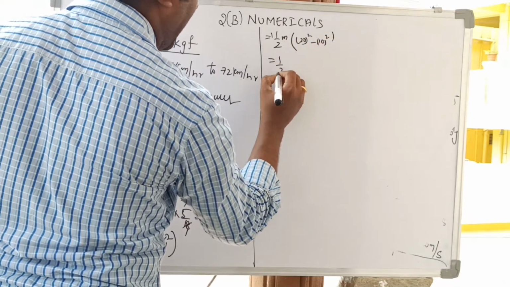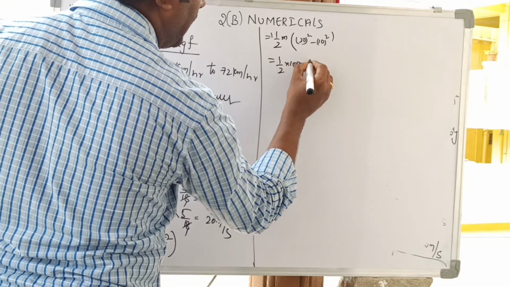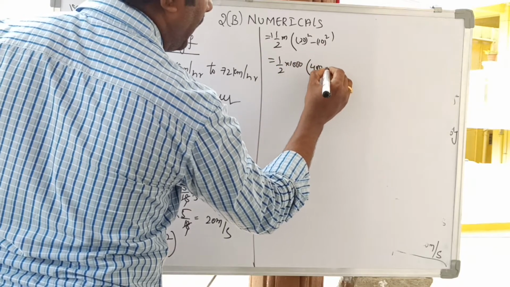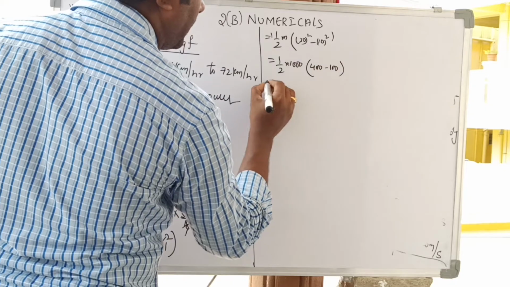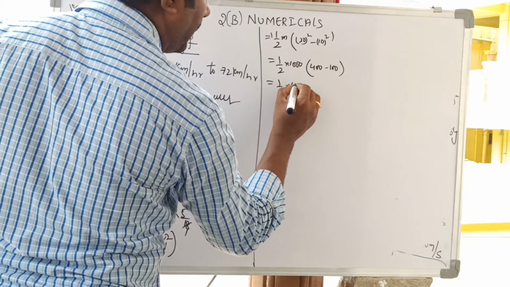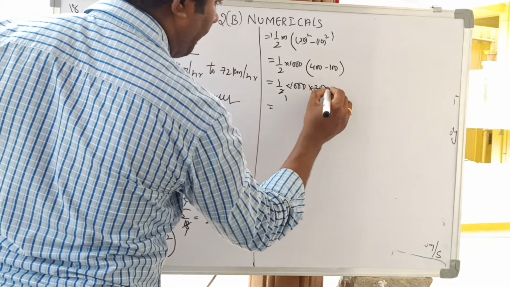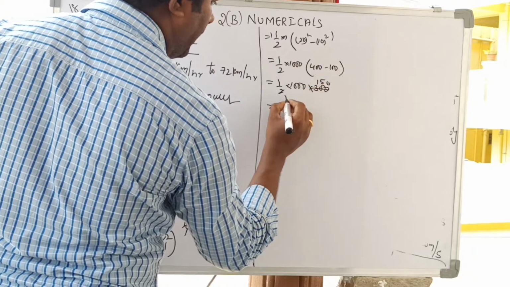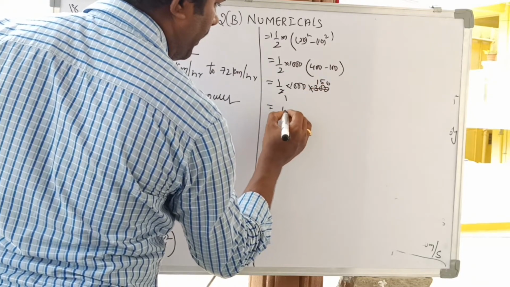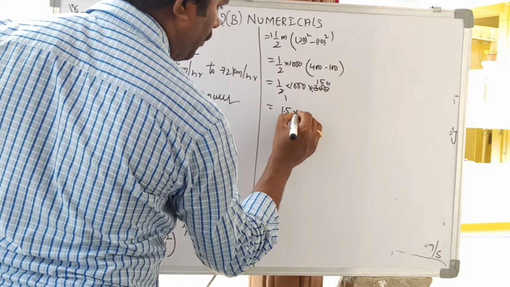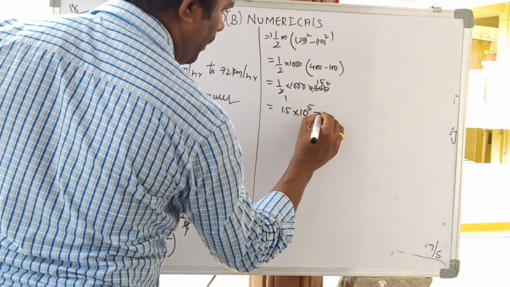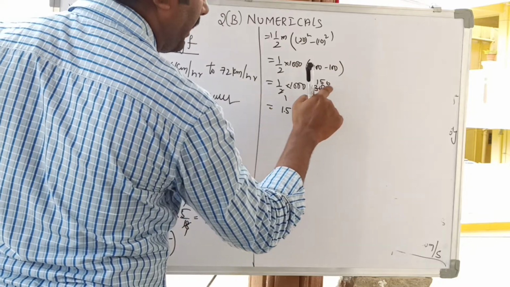Half mass is given as 1000 kg, into 400 minus 100. This will become half into 1000 into 300, which is 150,000. This I can write as 1.5 into 10 to the power of 5 joules.